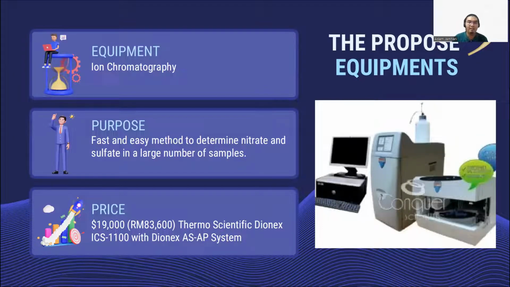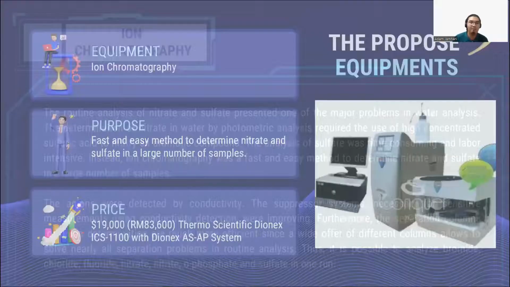The third equipment we're going to need is an ion chromatography. It is a fast and easy method to determine nitrate and sulfate in a large number of samples. The price is 19,000 USD or 83,600 ringgit. Thermo Scientific Dionex ICS-1100 with dynamic AS-DP system.